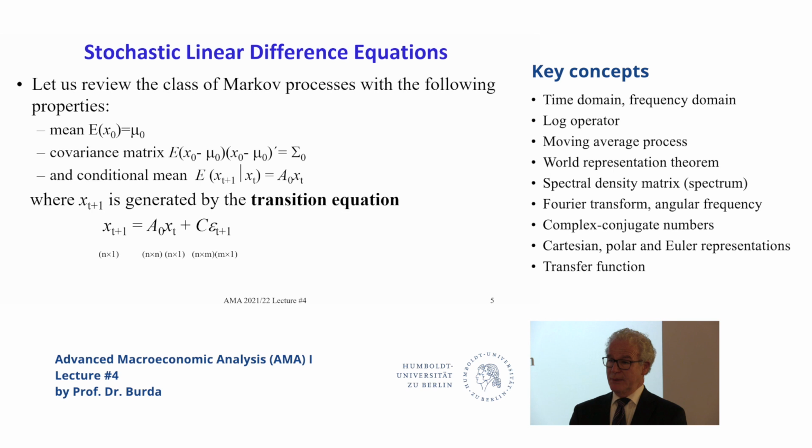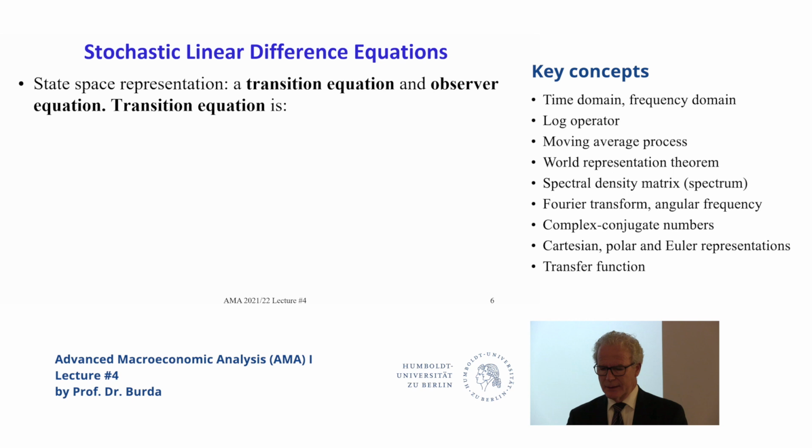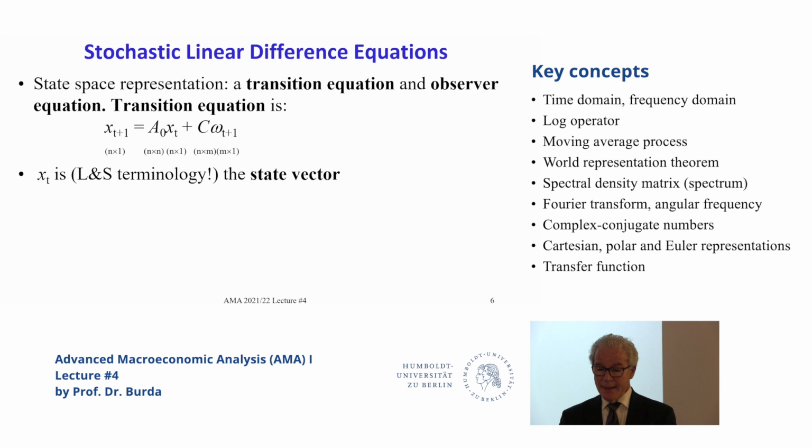It could be a jillion of these things, as long as it's finite, and then it gets mashed into the smaller, in that case, the n less than m. So this is extremely general. I think Ljungqvist and Sargent make that quite clear in the book. That's just the beginning. That's the transition equation. And then we call the xt the state vector. So that's the terminology we're going to be using.